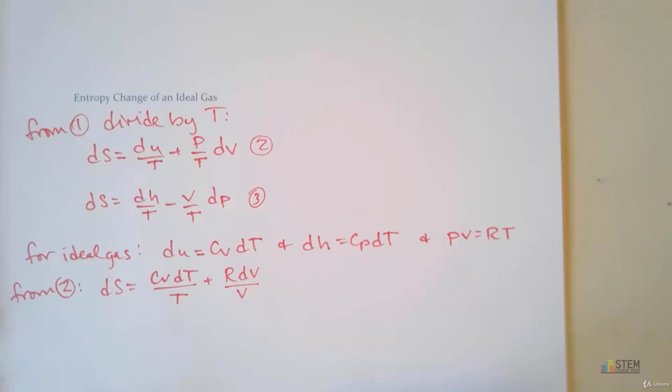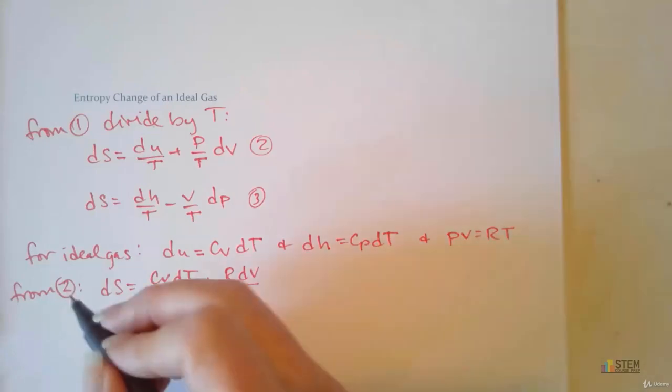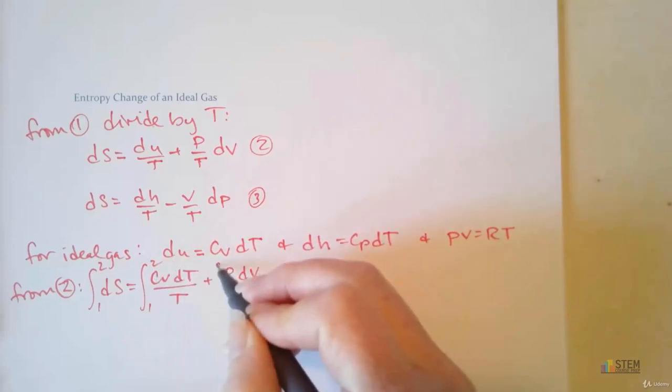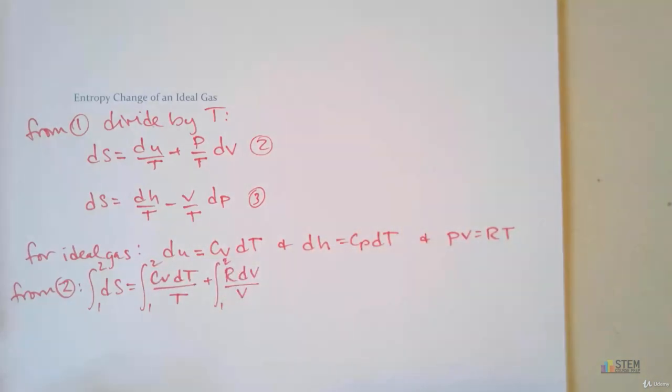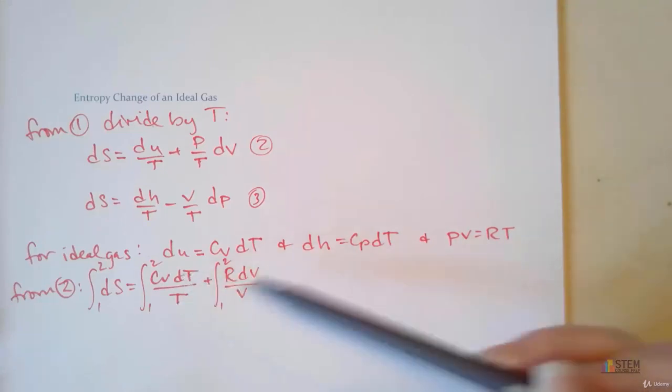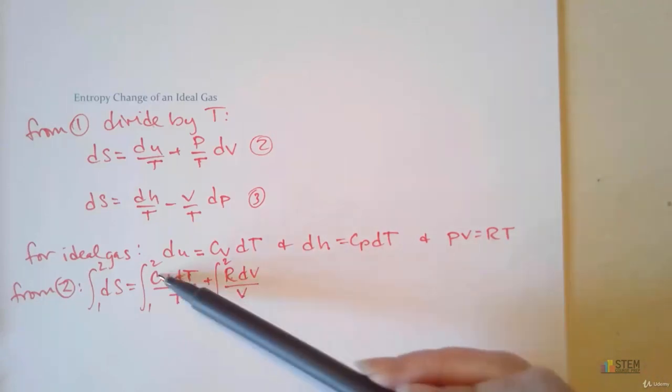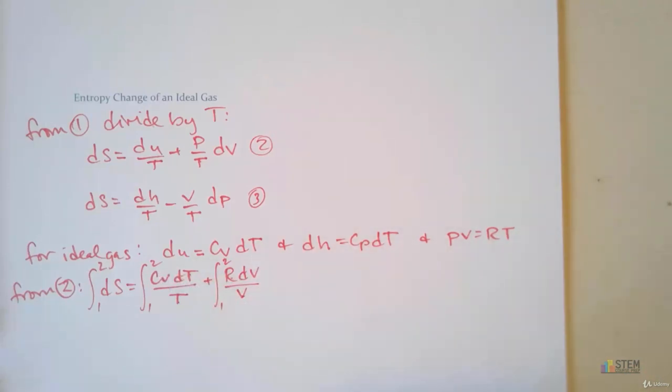Alright, so now we've got that. Notice we've got differentials in all three of those. That means we could integrate and go from state 1 to state 2. Alright, so that gives us another equation, and we'll write out the final equation in just a second. And notice again we've got dt over t and then dv over v. That makes for really simple integrals. R and cv are constants, so those will be pulled out.